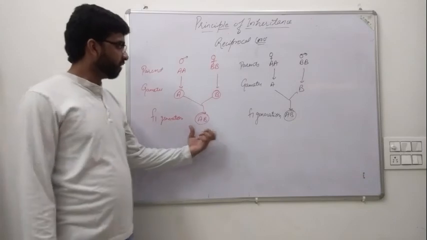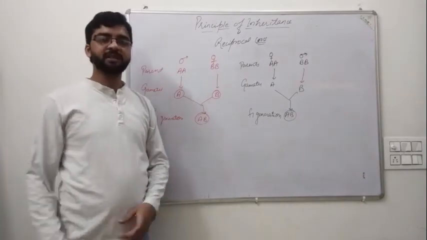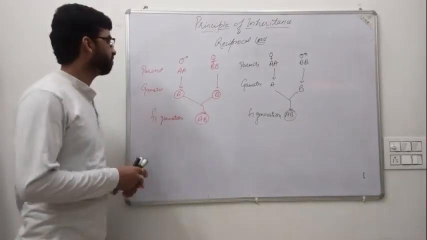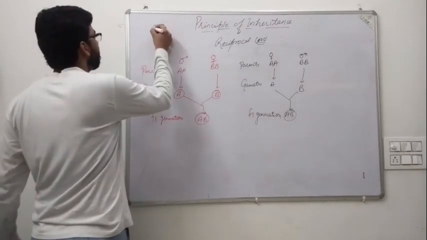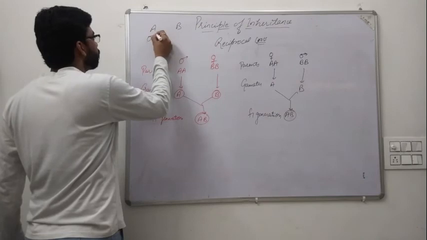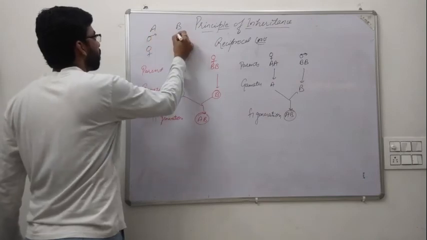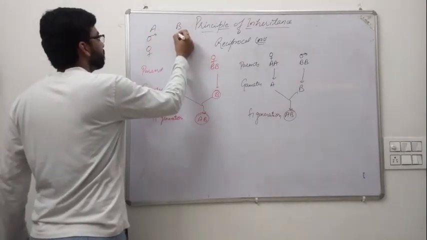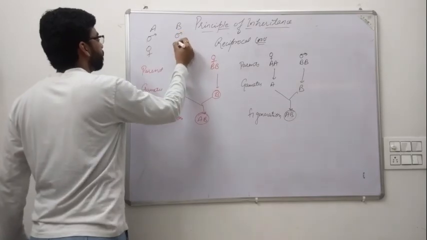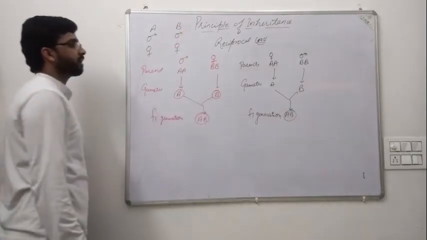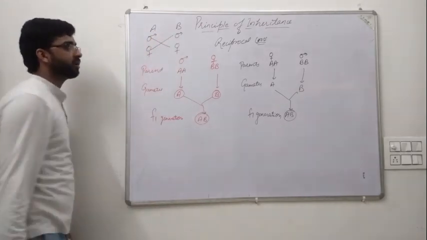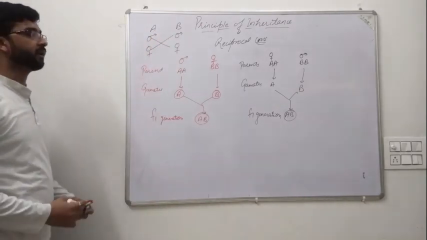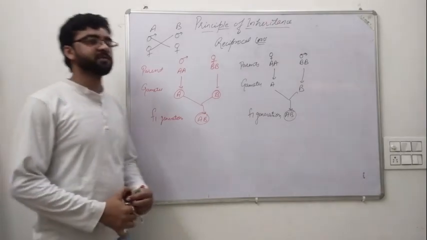What is the meaning of reciprocal? Reciprocal means interchanging with each other. Both A and B are used with opposite sexes, having different sexes, and they are crossed again and again. So that is a reciprocal cross.